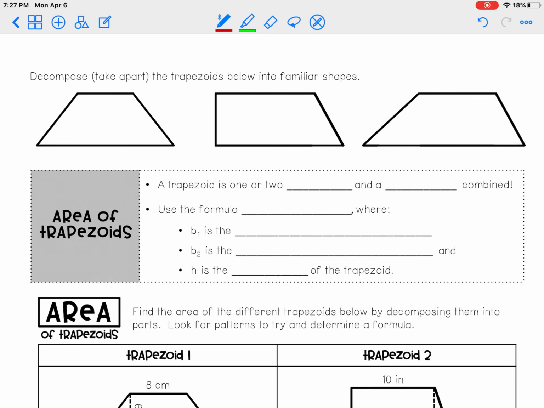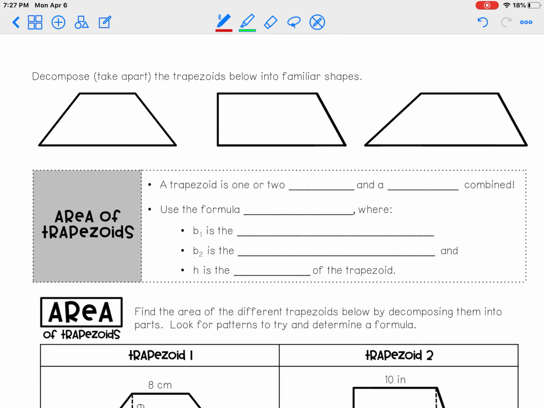I'm back to talk to you about finding area again. You already know how to find the area of a rectangle. You simply multiply the base times the height. We have this formula, area equals BH. You already know how to find the area of a triangle. You multiply 1/2 base times height because a triangle is half of a rectangle. And now today we're going to talk about finding the area of trapezoids.